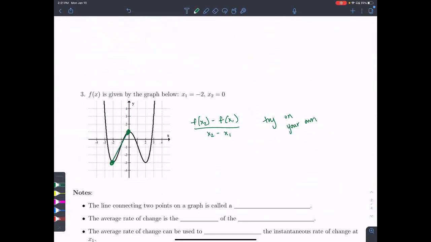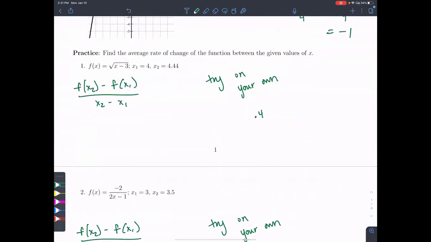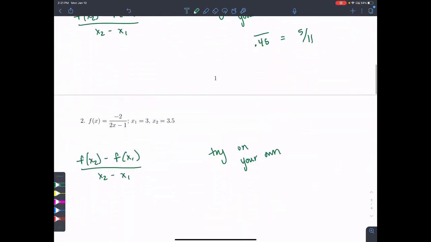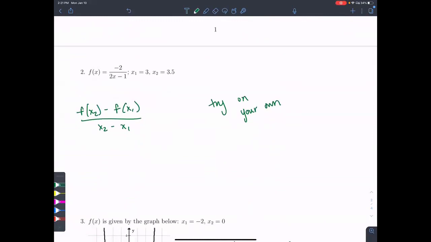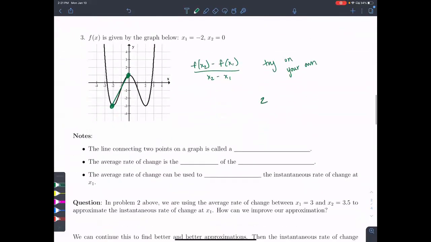Okay, so I guess I could tell you what those answers are so you could check yourselves. Let's see, what are those answers? This one is 0.45 repeating, which is equal to 5/11. This one is 2/15. This one is 2. So give those a shot.